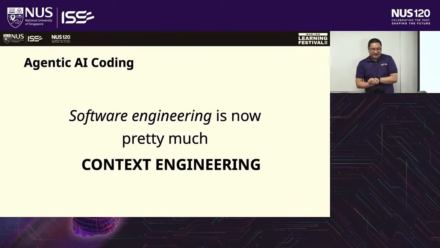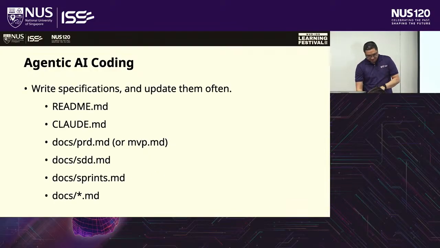So with agentic AI coding, software engineering now is actually pretty much context engineering. The reason why I did the agents, sub-agents, and all of that is because usually I would have an agent go fetch certain documentation somewhere, and then it will summarize the documentation to things that are really relevant, and then feed it back in. So you don't waste the main context window on things that don't matter. Write specifications a lot, write README, write Claude, write PRD. So these are the key things that you do for software now.